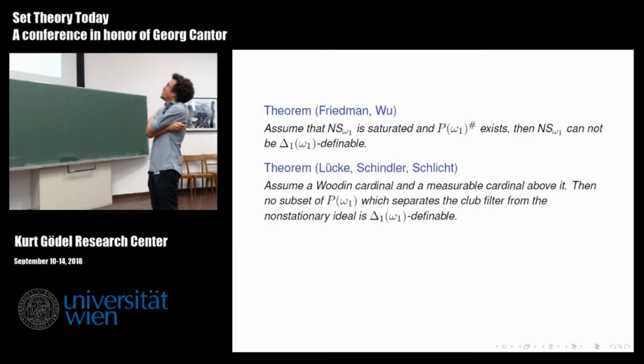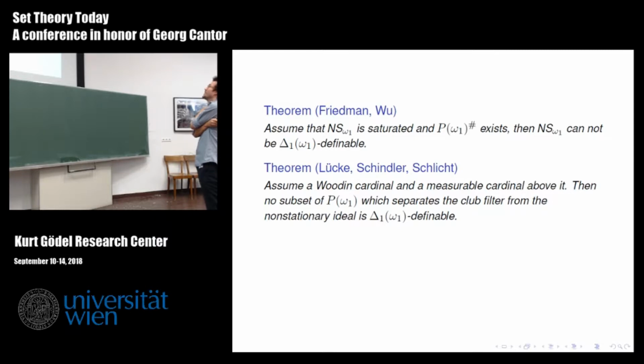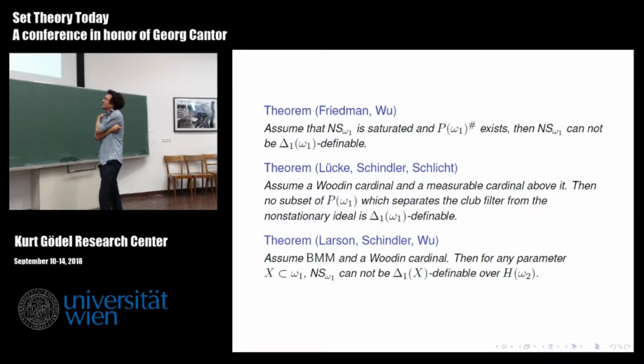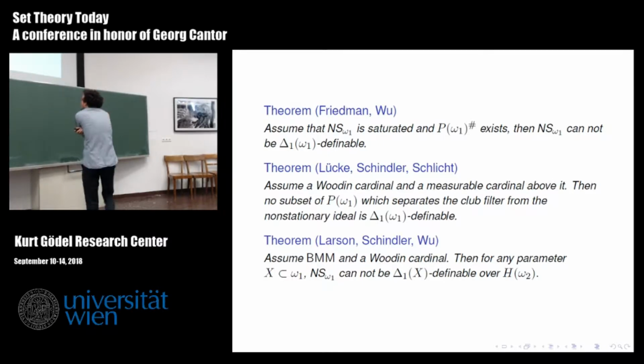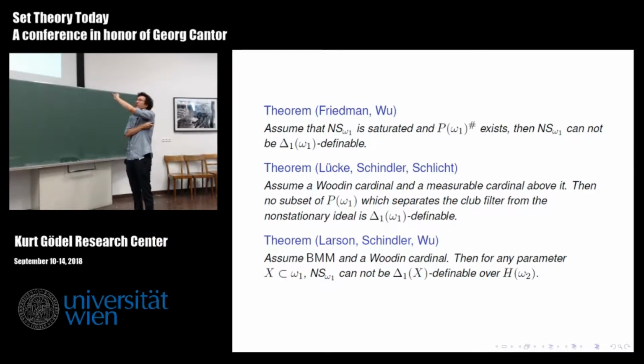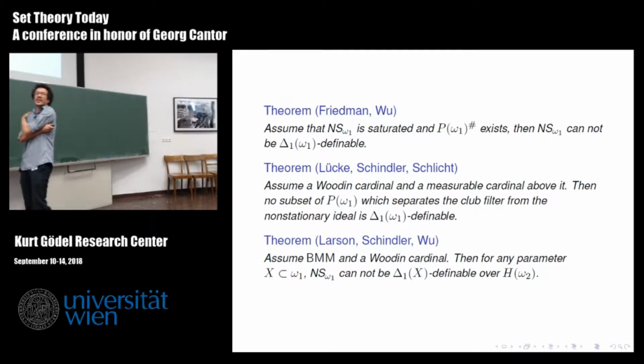This has been extended by Lücke, Schindler, and Schlicht. Assume a Woodin cardinal and a measurable cardinal above it, then no subset of the power set of omega-1 which separates the club filter from the non-stationary ideal is delta-1 definable with omega-1 as a parameter. So this is stronger. And this is a quite recent result: if we assume bounded Martin's maximum and a Woodin cardinal, then for any parameter, so not only omega-1, but for any subset X of omega-1, the non-stationary ideal cannot be delta-1 X definable.